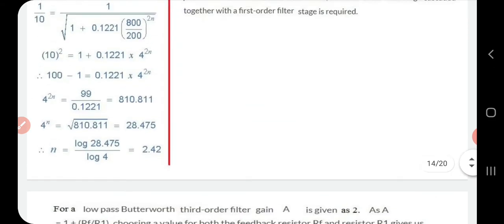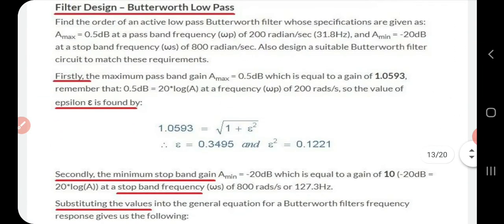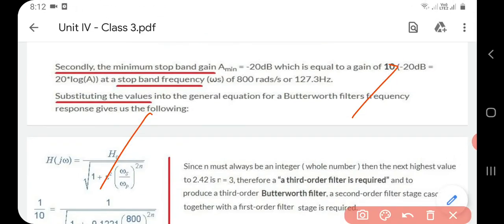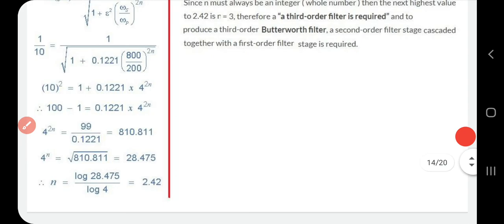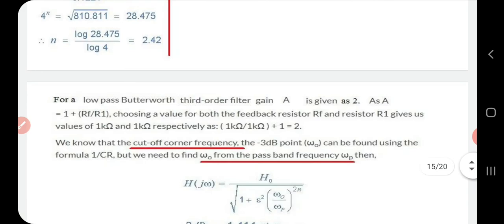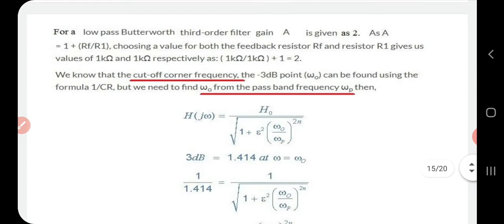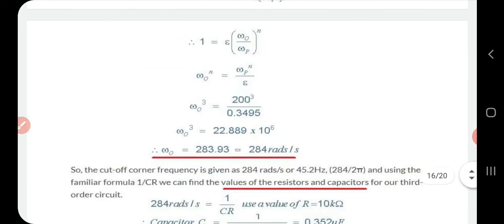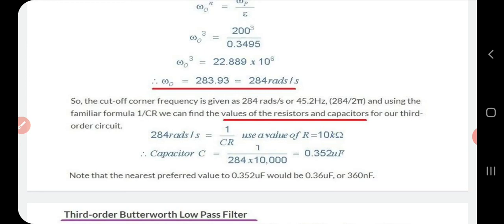So these are the steps. First, finding the value of epsilon using the equation, then finding the frequency response using this equation. Then from that you have to find the value of n, that is the order of the filter. Once you get the order of the filter, suppose that it is 3, then its gain will be 2. In order to get a gain of 2, the values of feedback resistance RF and the resistor R1 should be 1 kilo. So we are finding the values of RF and R1. Once you get that, the next step is to find omega 0 from the passband frequency omega p. Our final step is finding the values of resistor and capacitor.